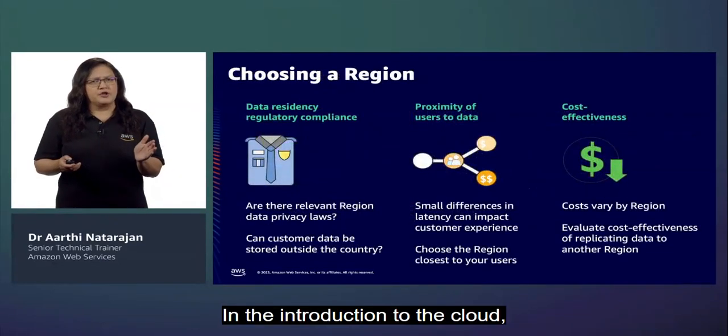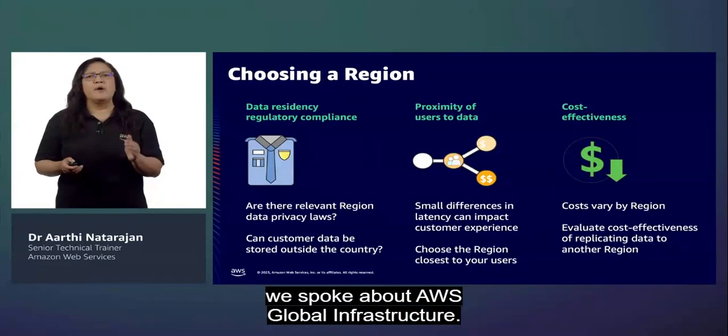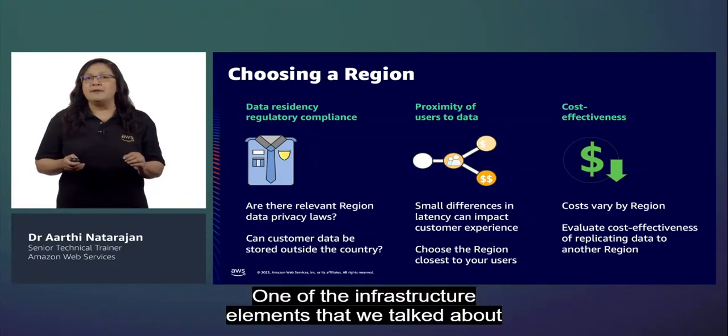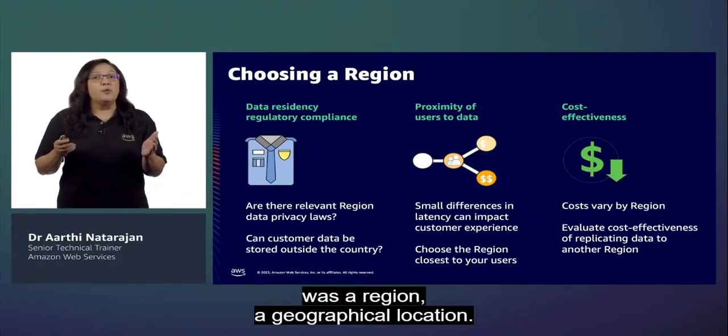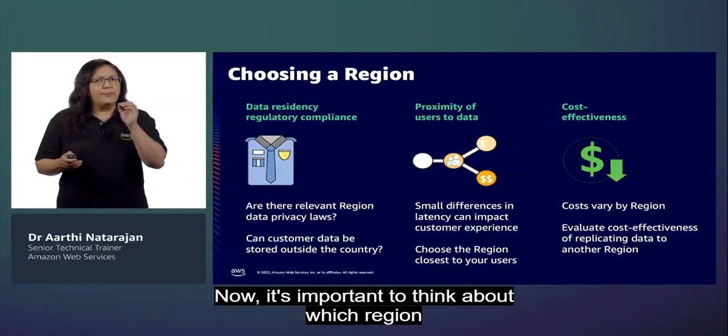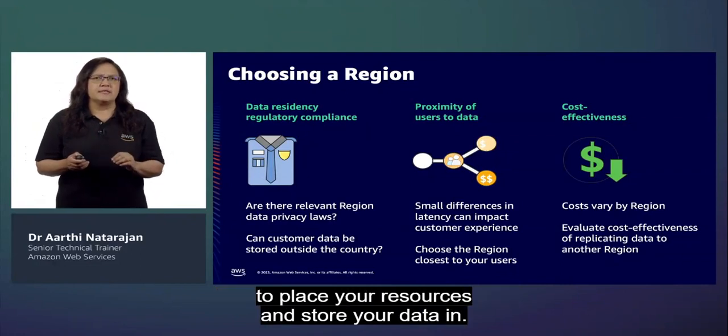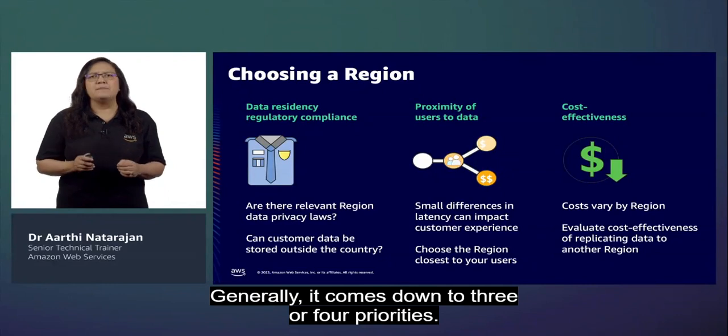In the introduction to the cloud, we spoke about AWS global infrastructure. One of the infrastructure elements that we talked about was a region, a geographical location. Now, it's important to think about which region to place your resources and store your data in. Generally, it comes down to 3 or 4 priorities.